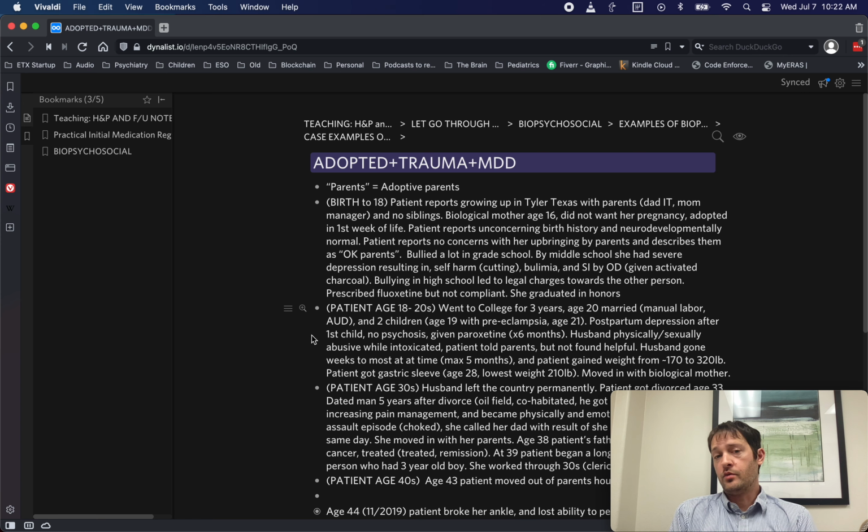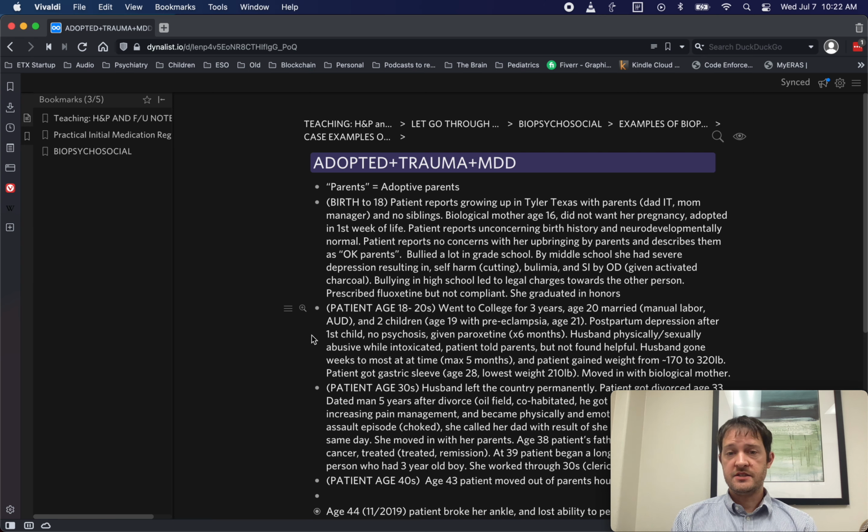See, this is an old one. I keep writing patient reports. I don't do that anymore. Patient reports no concern with her upbringing by parents and describes them as, quote, okay parents. Bullied a lot in grade school, by middle school had severe depression resulting in self-harm. Cutting was that action, bulimia, and suicide attempt, OD, given activated charcoal. Something relevant about that, like did they go to the ICU, what happened.